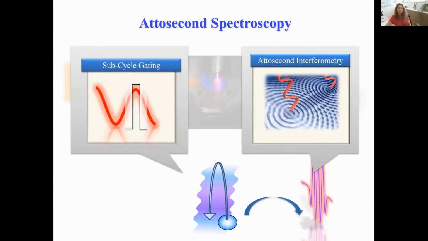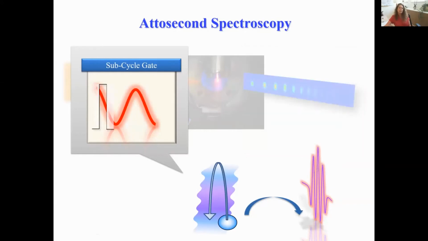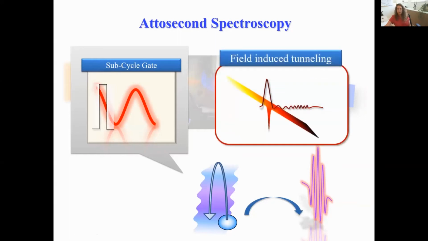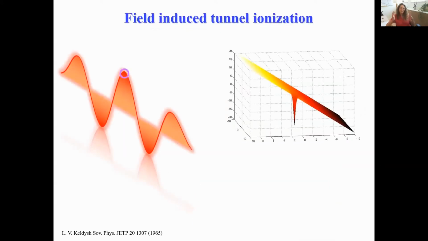Let me start with subcycle gating, looking at really one of the most basic strong field phenomena, and this is field-induced tunnel ionization. Tunneling really, I think, set the starting point for attosecond science. It's the first step in many of the experiments that we look at. And the most simple case to consider is adiabatic tunneling, where the electron tunnels through an almost static barrier, where the barrier itself is dictated by the instantaneous value of the laser field.